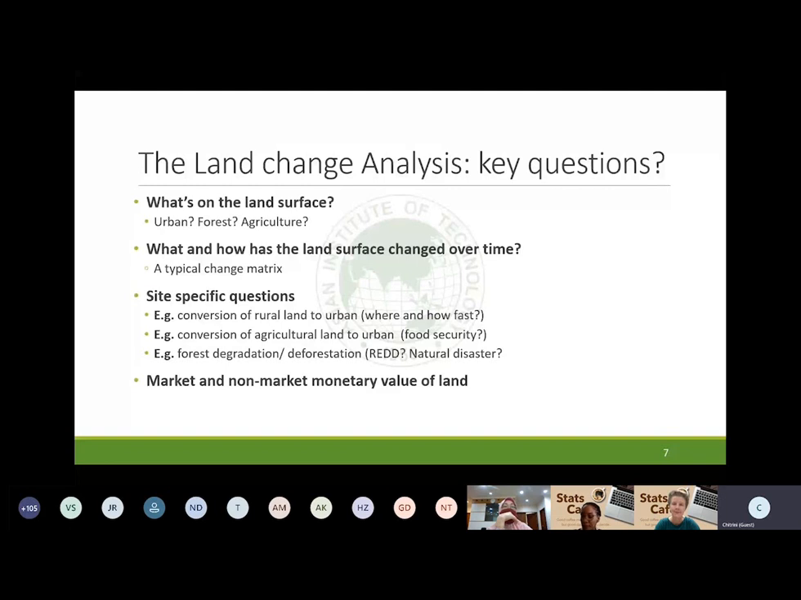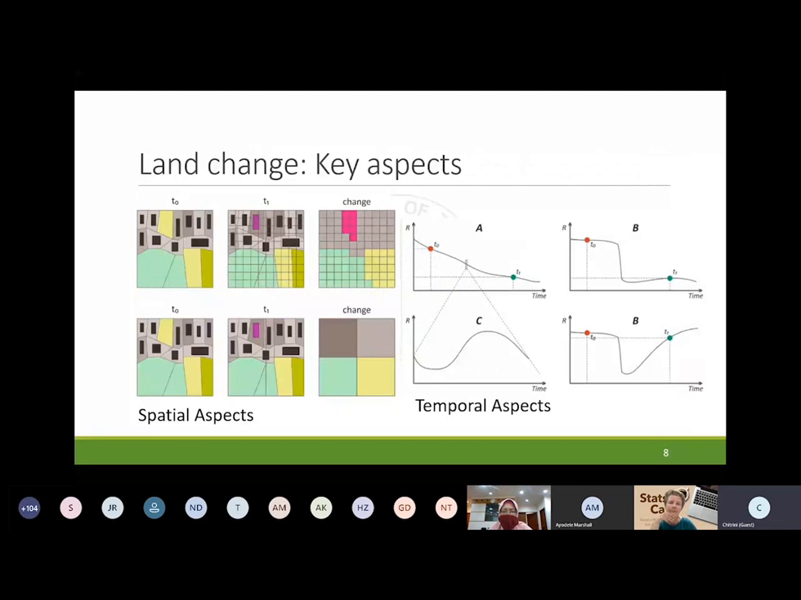Depending on the locations and purpose of the study, there can be more site-specific questions as well, like where these changes have occurred and how fast, or they can be linked to global issues like food security or policies and so on. Finally, it has to link to the market and non-market monetary value of the land, which is what land accounting does. There are several key aspects which need consideration. This slide might look like an academic one, but since it is an important part of how we do land use change analysis or mapping, I thought this would be important.